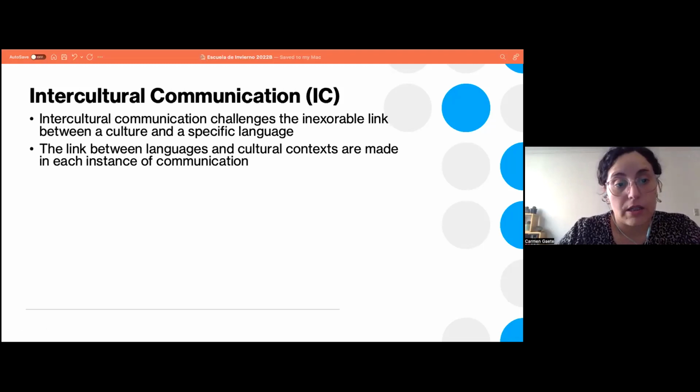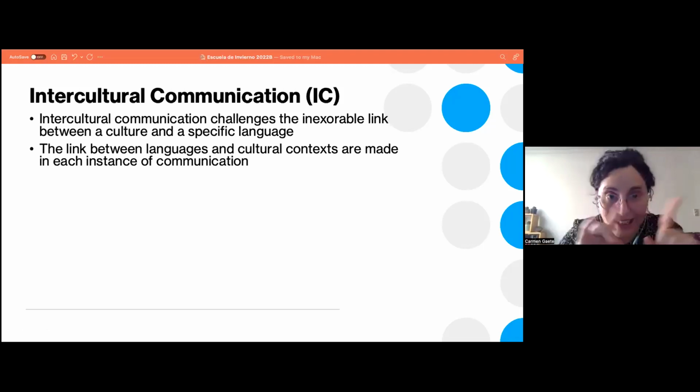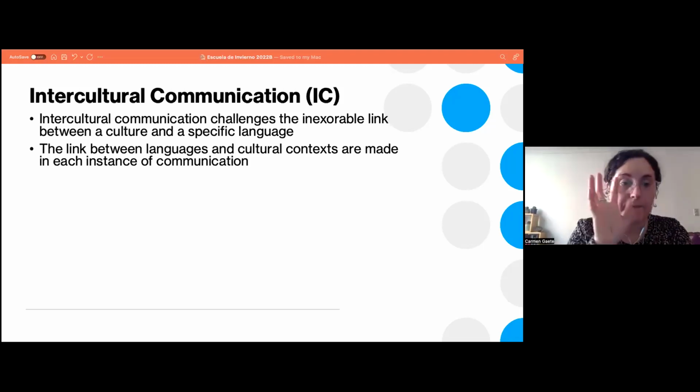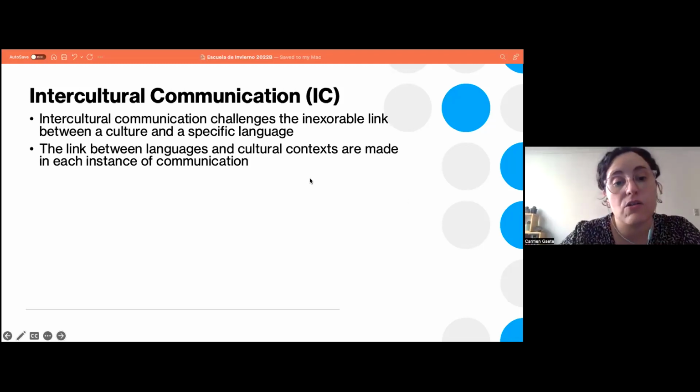Intercultural communication establishes a link between languages and cultural context, but based on the instance of communication. And this is very relevant when we talk about plurilingual or multilingual people, people who have been brought up with more than one language. We cannot say that their culture or certain aspects of their culture are linked to one of their languages. It's more complex than that. The link between the language and the cultural context is going to be seen in communication. And communication, even if you have the same people, is not going to be the same from one instance to another.